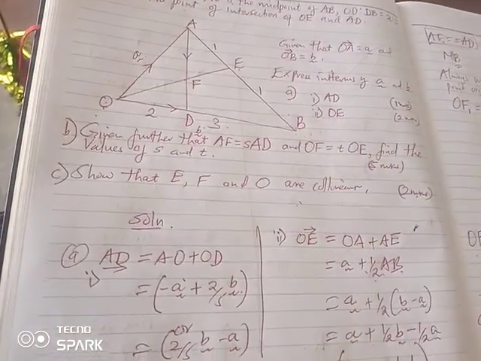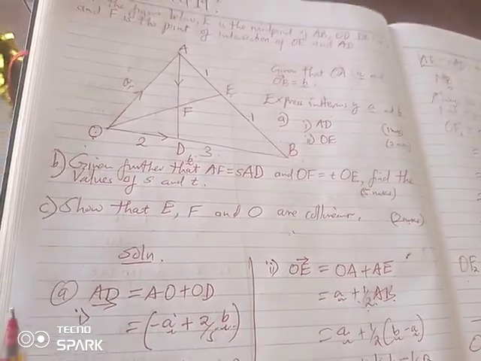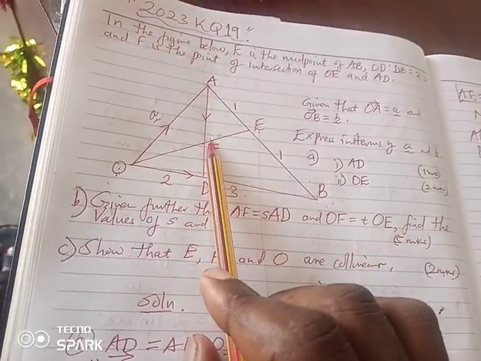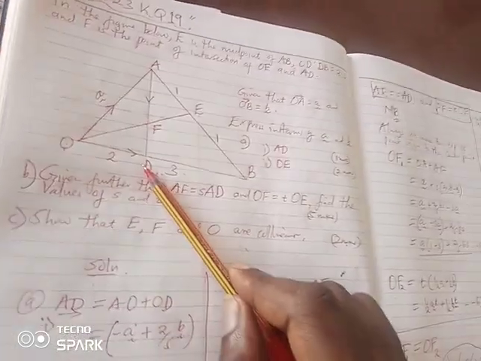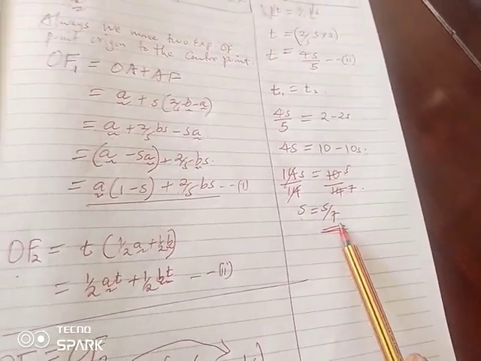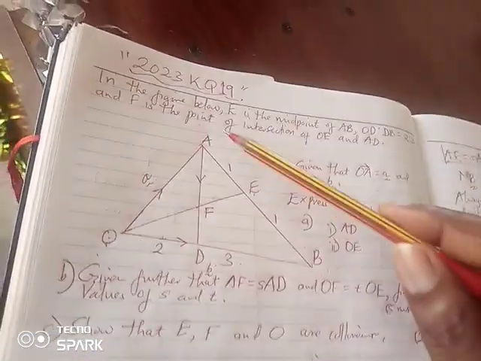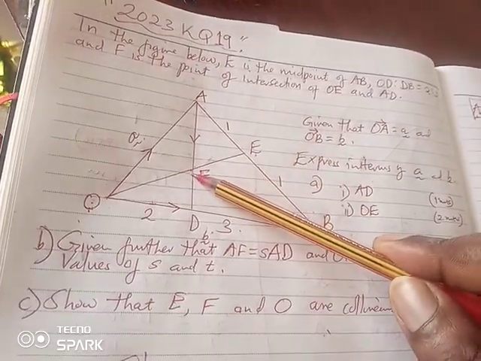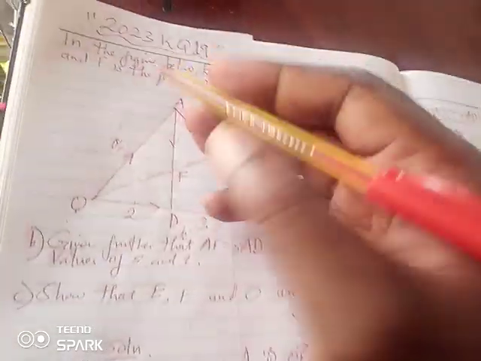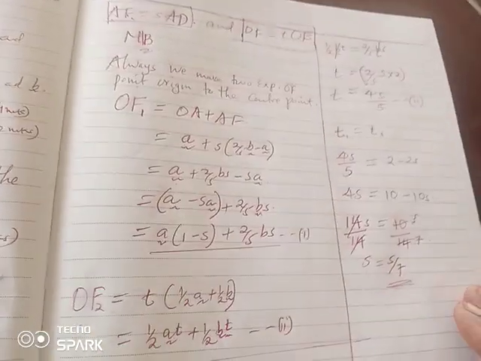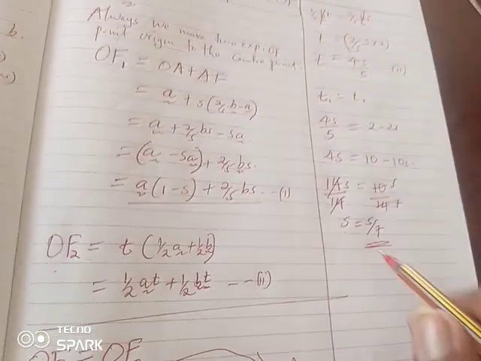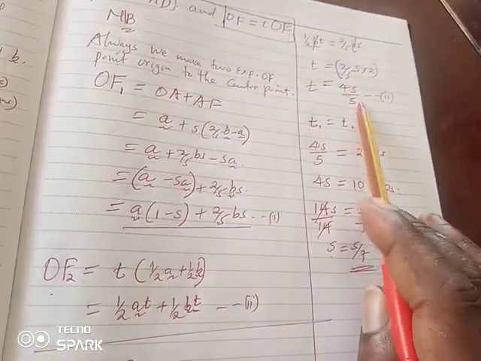So what does it mean? That AF, the whole line AD is 7, the denominator, but F is only taking 5 units of the 7. So therefore the ratio will be 5 to 2, so that when you add them, we shall get the 7. So we can substitute S in one of the expressions of T to be able to get T.